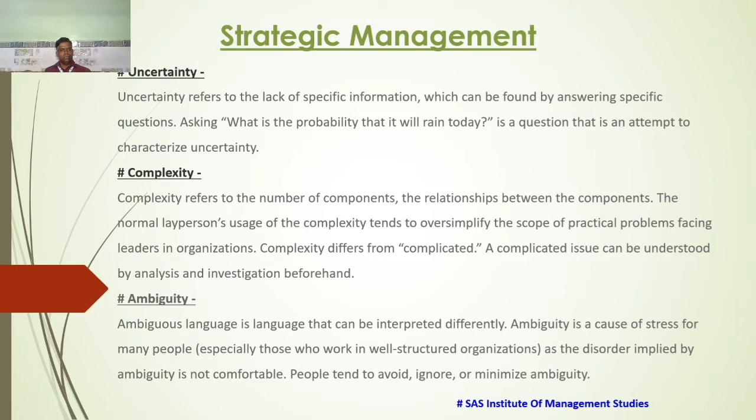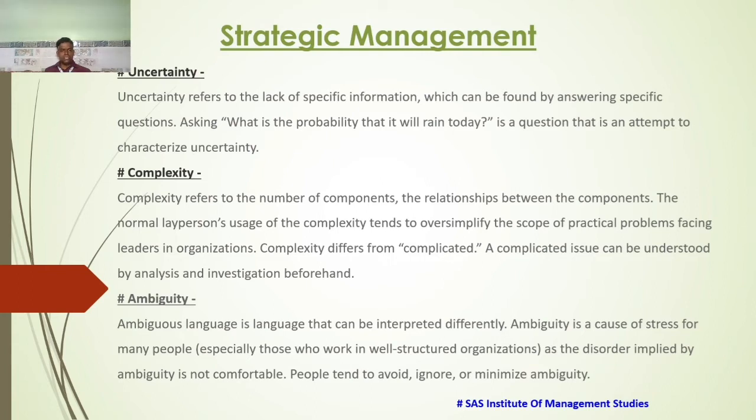Then complexity. Complexity refers to the number of components and the relationships between components. The normal layperson using the word complexity tends to oversimplify the scope of practical problems facing leaders of organizations. Complexity differs from complicated. A complicated issue can be understood by analysis and investigation beforehand.